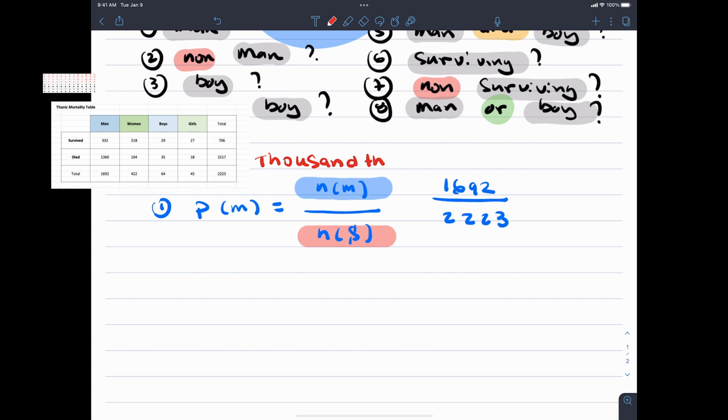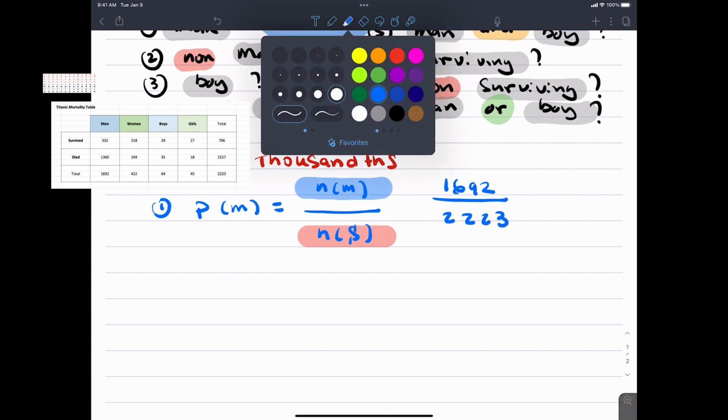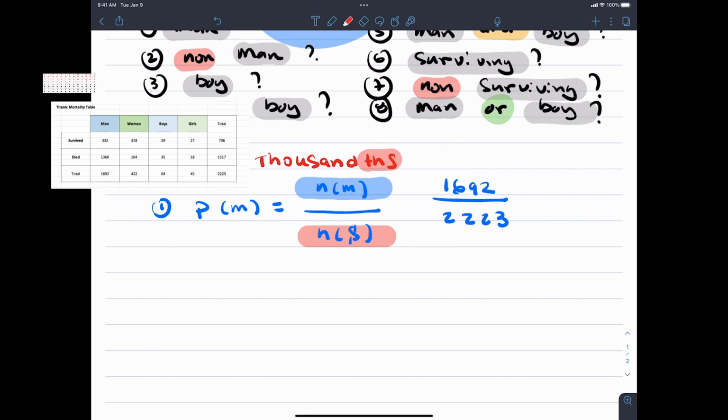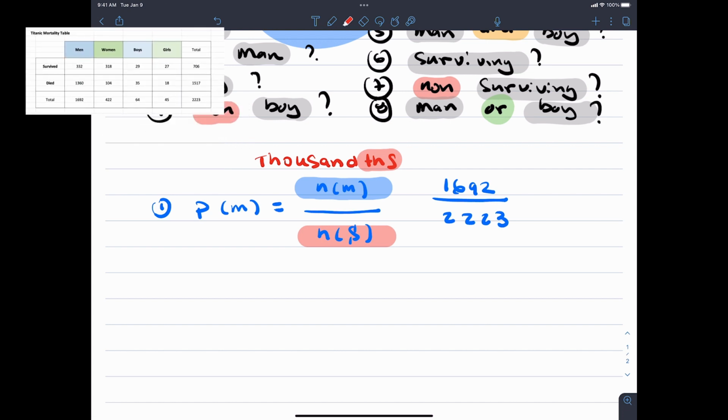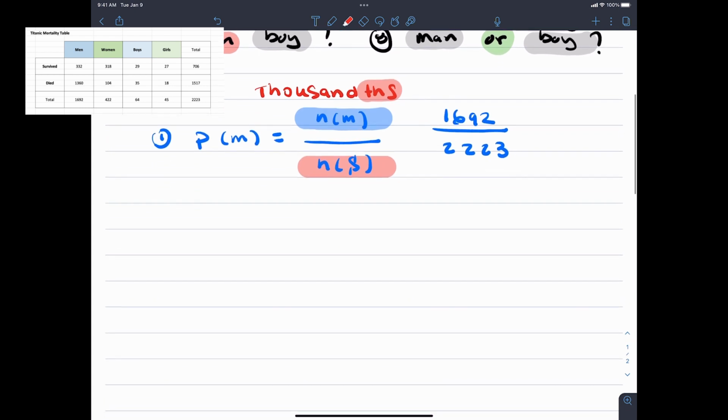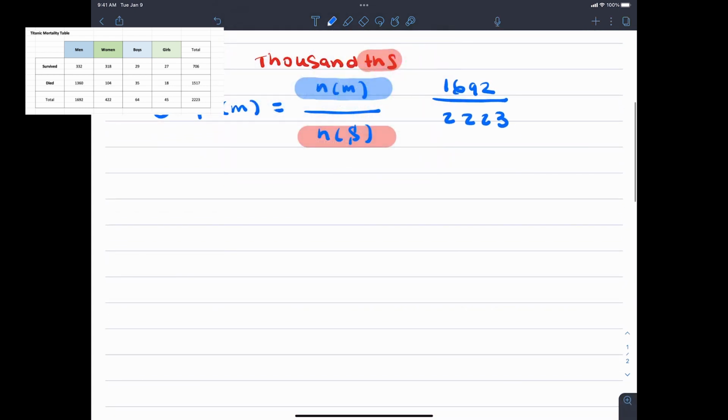Typically, hopefully, on a test, I always indicate. So that's not going to be an issue. So on a test, I always indicate. I say like thousandths here. Okay? And so how many decimal places is thousandths? Is that 3? Okay, so let's go to the TI now.